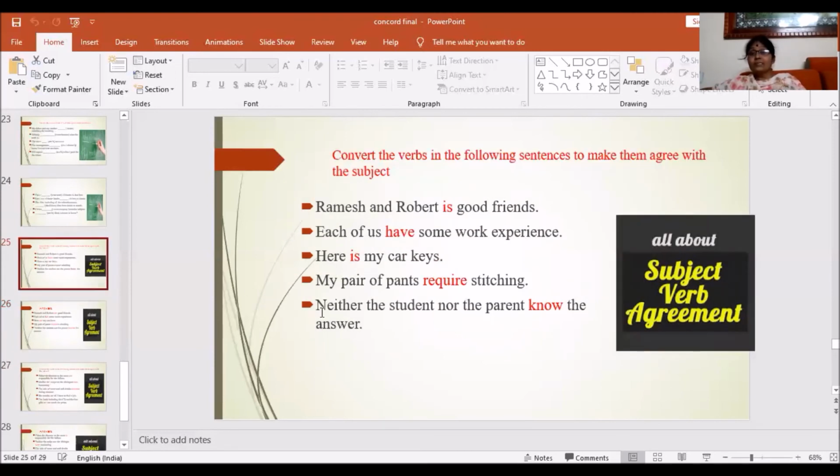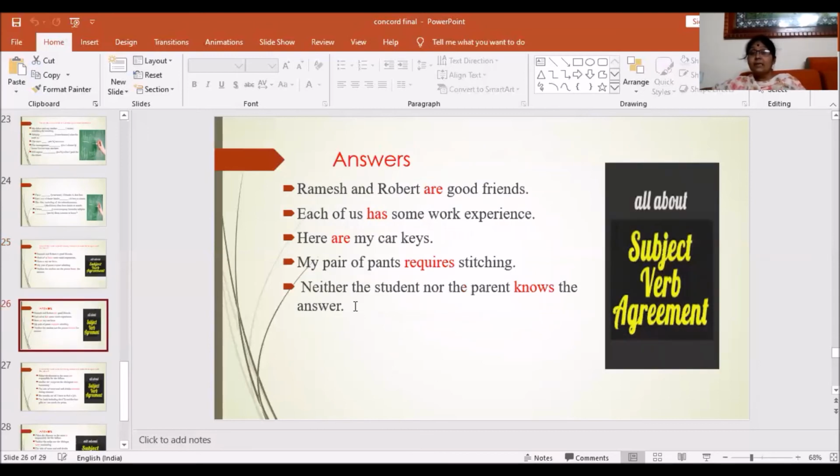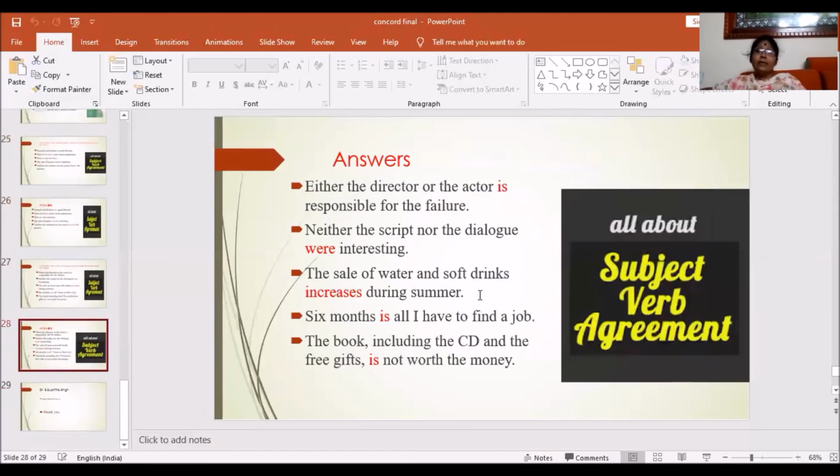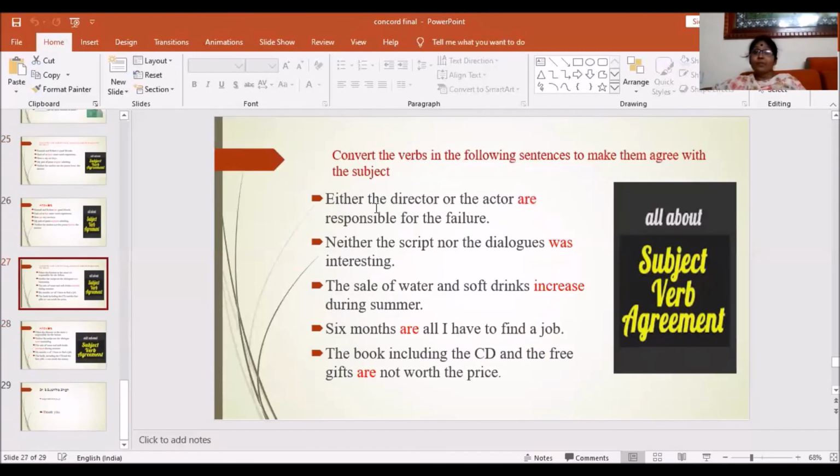Now look at this sentence. Neither the student nor the parent know the answer. What is wrong in this sentence? The right answer is, neither the student nor the parent knows the answer. Right? Now, let us do some more.